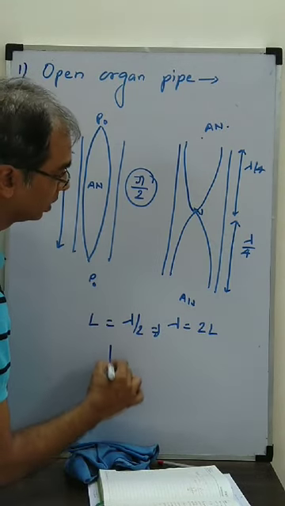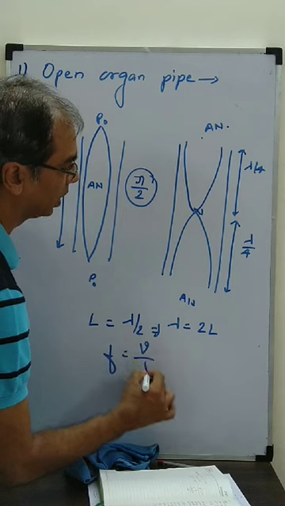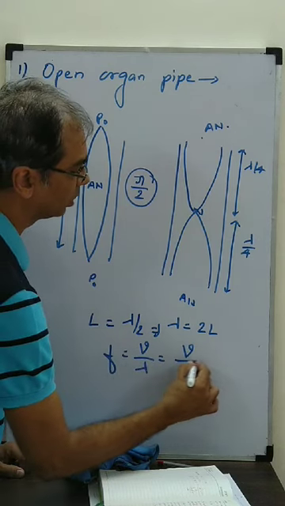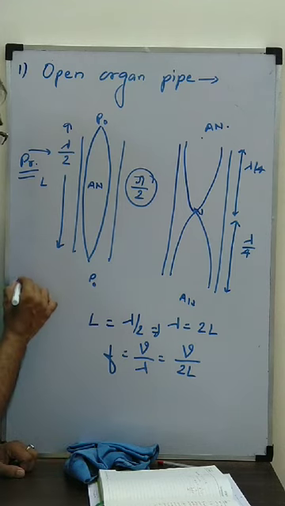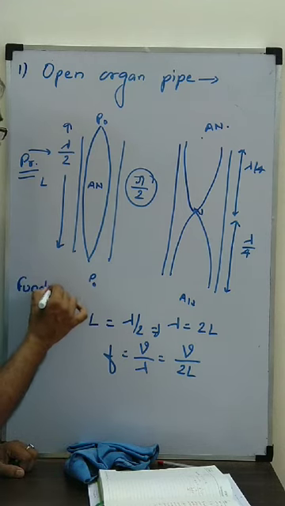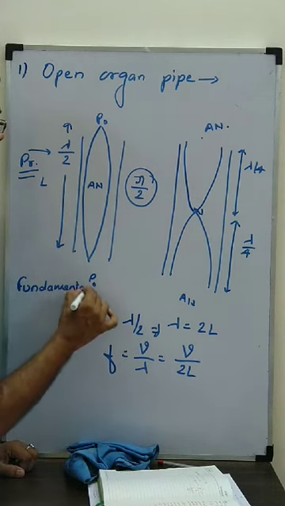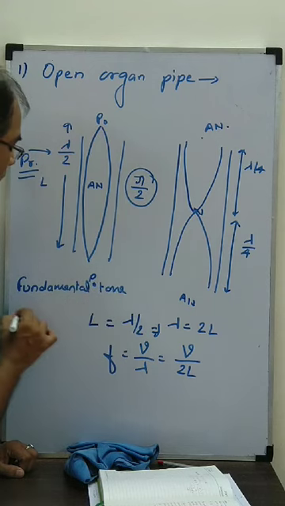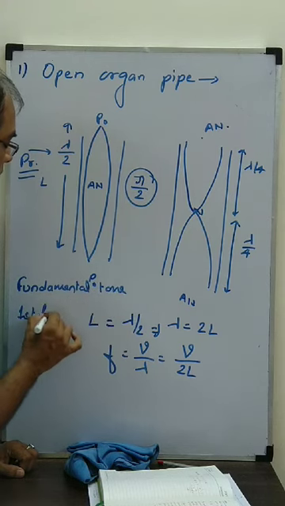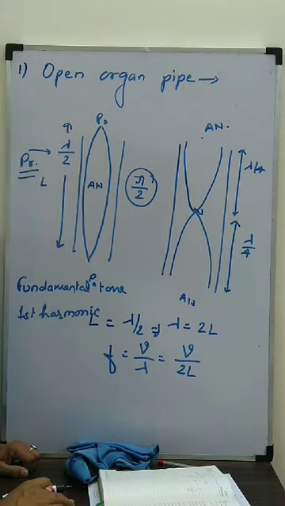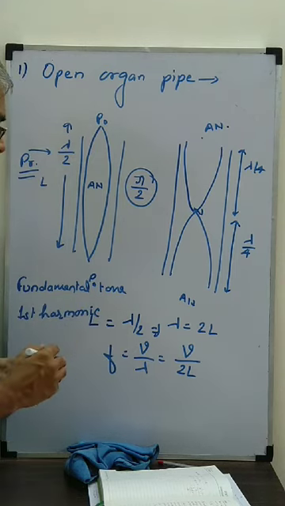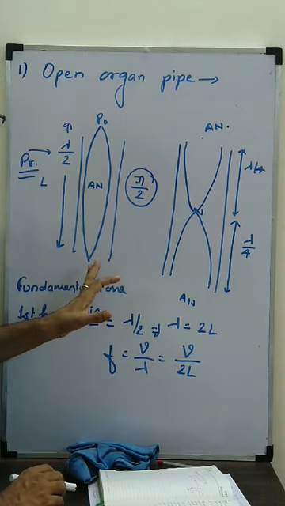So frequency is V by lambda. So what are we getting? V by 2L. And what will this be called? It will be called the fundamental tone. This is the fundamental tone or first harmonic. Okay, let's go for the second one. Now in the second one we will make 2 loops.